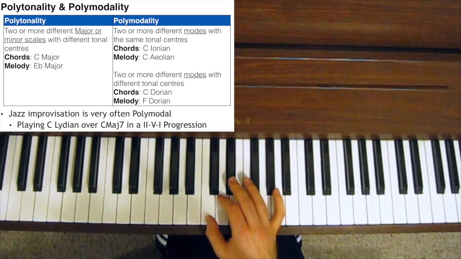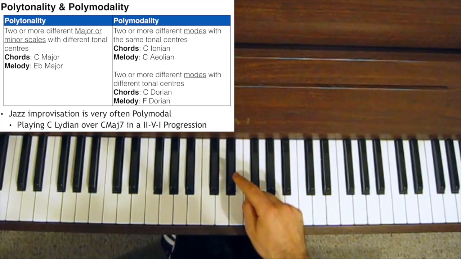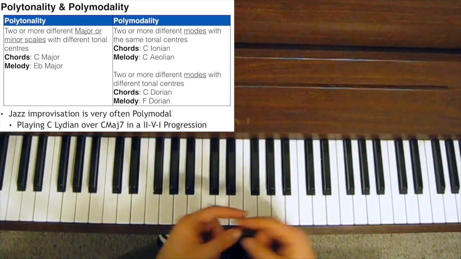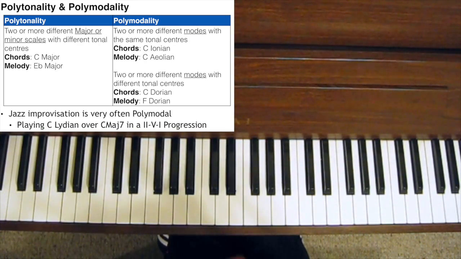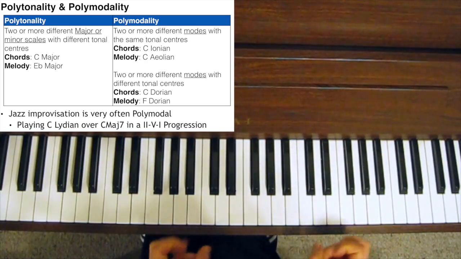Right, and C Aeolian or natural minor has the exact same notes as E flat major, only a different root note, a different tonal center. But if you played two different modes rather than major or minor scales that had different tonal centers, so like C Dorian and F Dorian, then you could probably also call that polymodal.